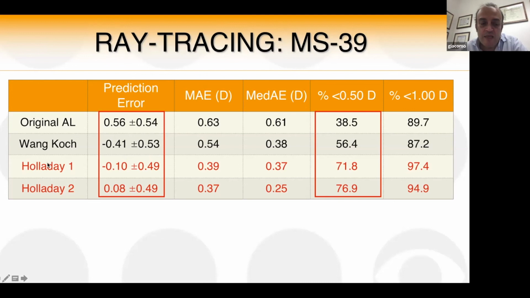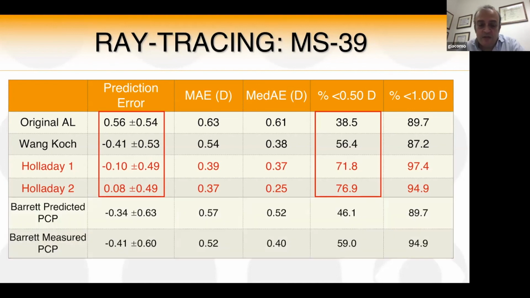If you use the two Holladay equations, they give a very similar outcome. You see that you have a prediction error which is very close to zero, and almost 77% of cases within half a diopter. After I collected these cases and I had 76.9% of eyes within half a diopter, I took the decision to use this as my gold standard. So my gold standards now are two: this and the Haigis formula with total keratometry.